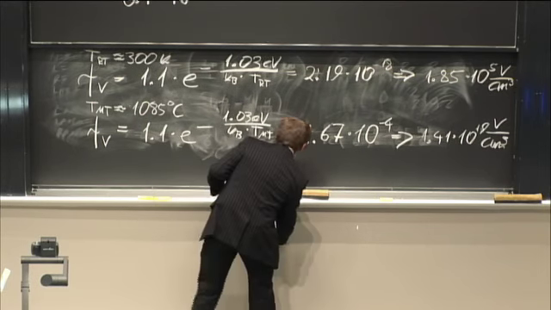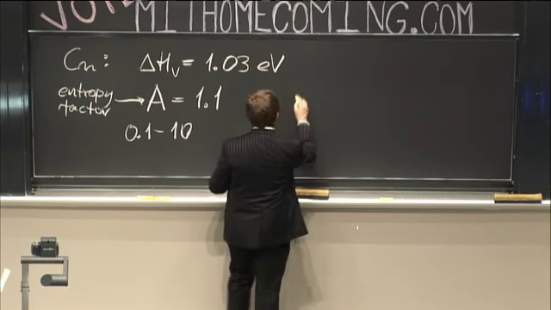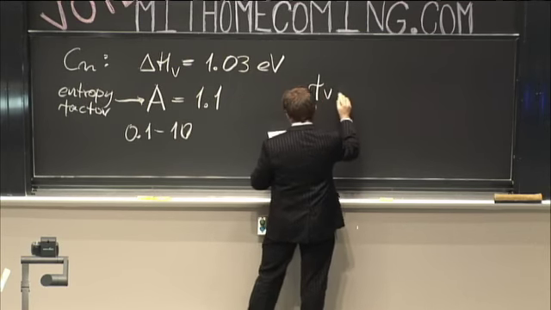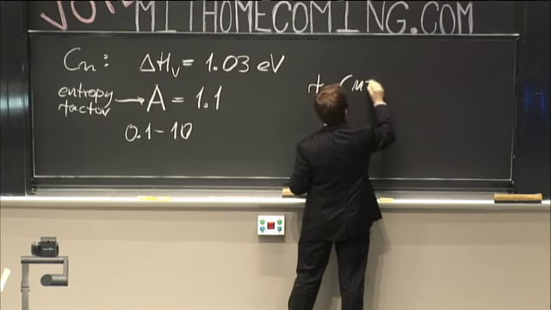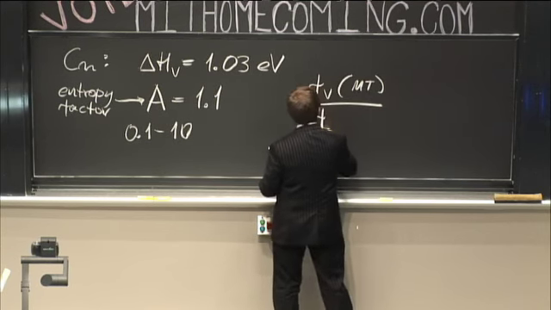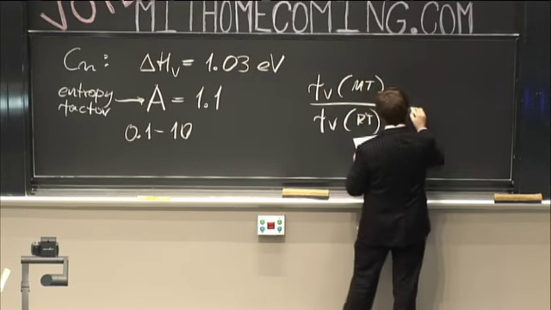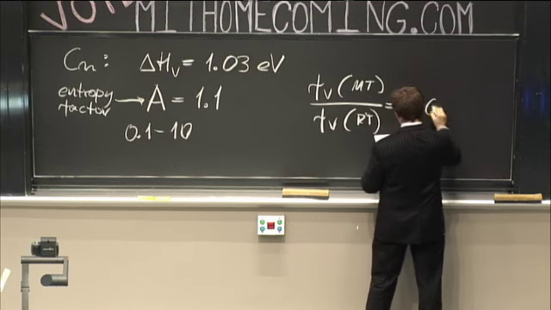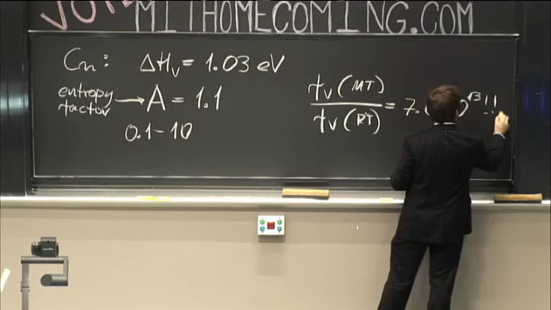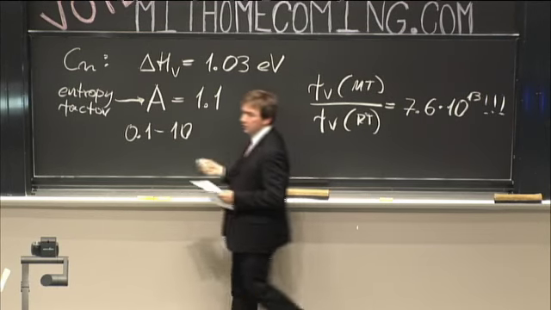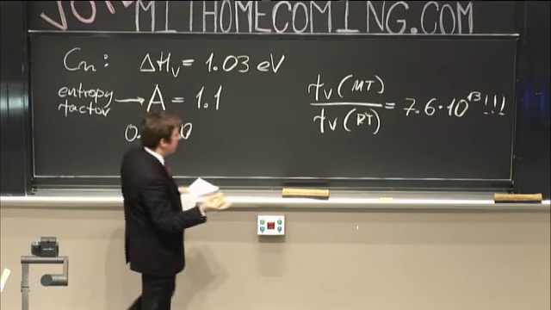Let's actually write down what that difference is. Let's write down the ratio. Fraction of vacant sites at melting temperature divided by fraction of vacant sites at room temperature is something like 7.6 times 10 to the 13th. That's the difference in number of vacancies you get just by increasing the temperature from room temperature to melting temperature.